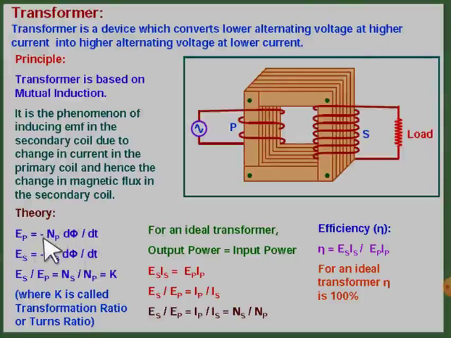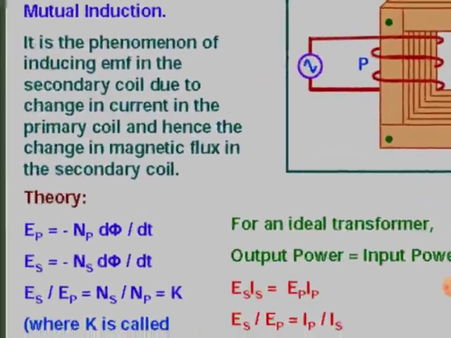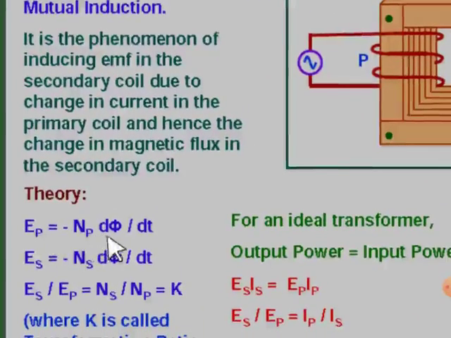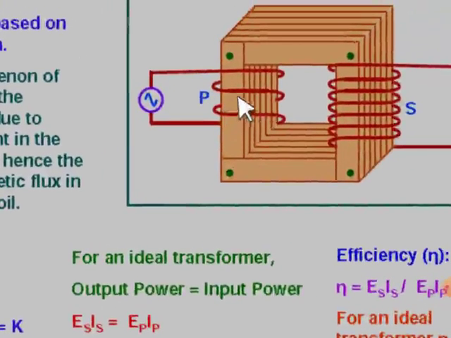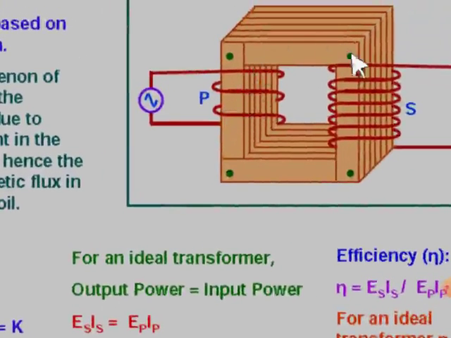This d phi by dt is the rate of change of magnetic flux. The rate of change of magnetic flux will be the same as in the primary coil. That much rate of change of magnetic flux will be linked through the secondary coil, provided that there is no leakage of magnetic flux. If there is no leakage, then the rate of change of magnetic flux produced here will be the same as here. But as the number of turns are different, it will have a different output potential.